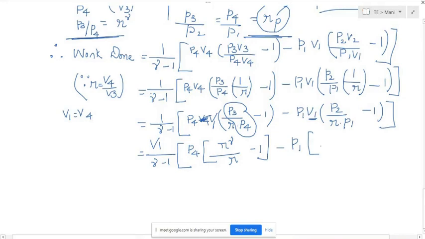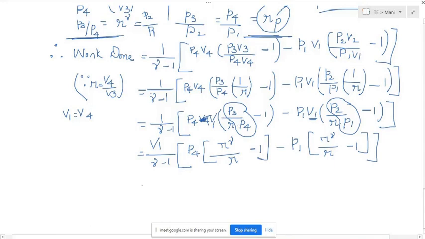P4 equal to P1, P2 equal to P3, right? So again, we can say P2 and P4 equal to P1. So instead of P2 by P1, we can write the same thing as r power gamma. So instead of P2 divided by P1, I can write r power gamma divided by r.